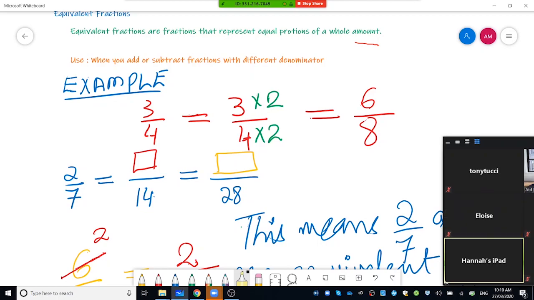Why equivalent? A whole thing is divided into 4, and you are taking 3 parts of it. And here, the same entity is divided into 8 parts, and you are taking 6 parts of it. So 3 over 4 and 6 over 8 are equivalent fractions.